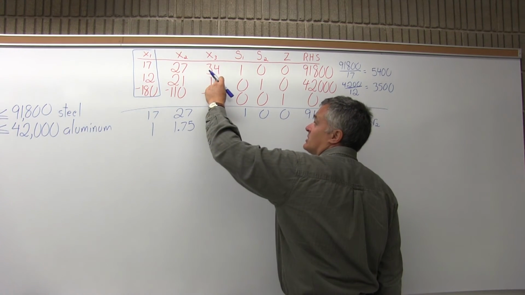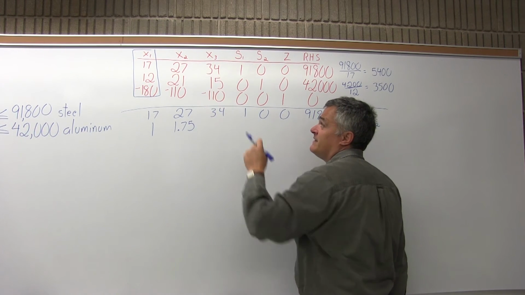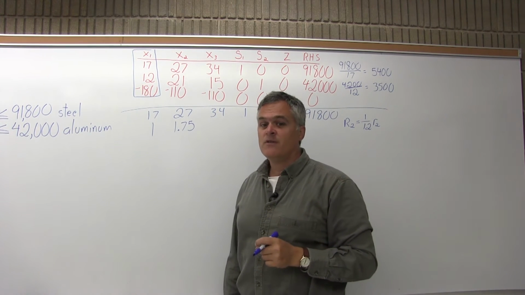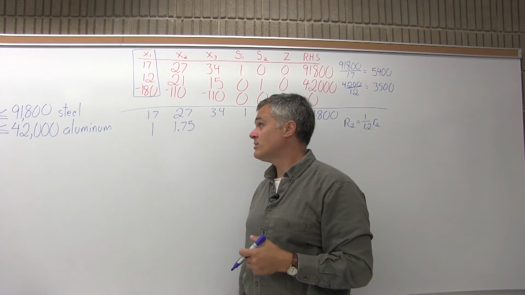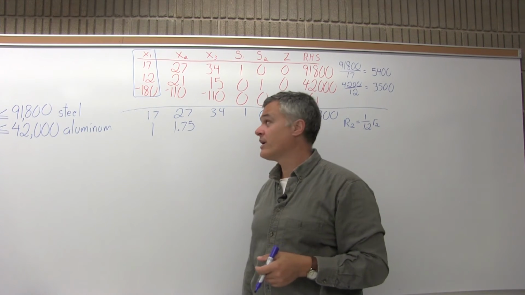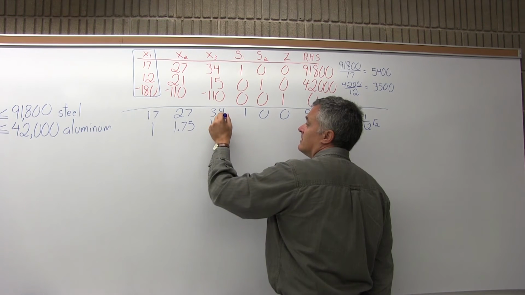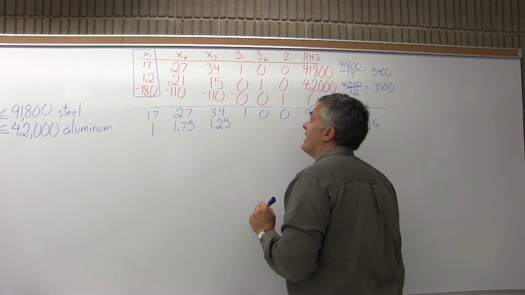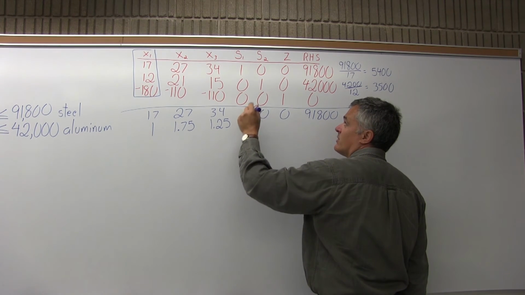The next position in row 2, in the x3 column, is 15. So I'm going to multiply 15 times 1 over 12. 15 times 1 over 12 is 15 over 12. And it does reduce. They both reduce nicely by 3. So it reduces to 5/4, or 1 1/4, which I can write as 1.25. And the next one's easy. 1 over 12 times 0 is 0. The zeros are nice to work with.